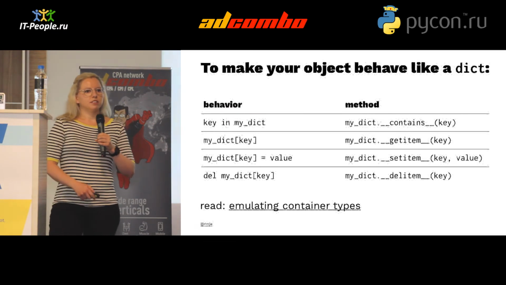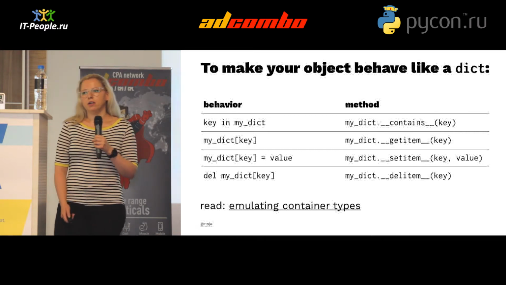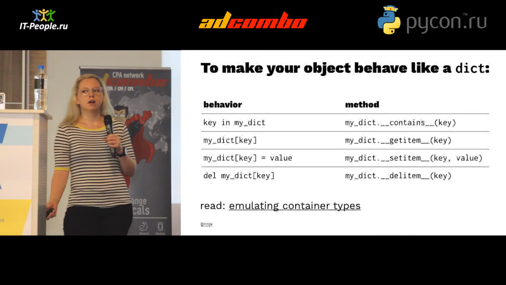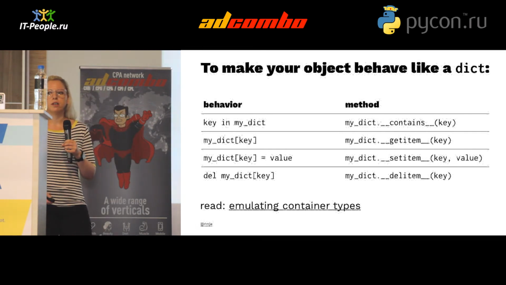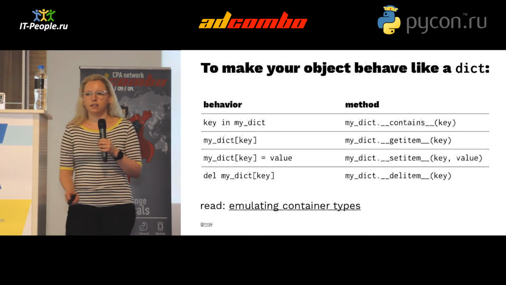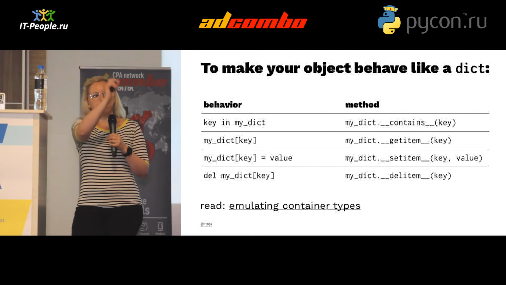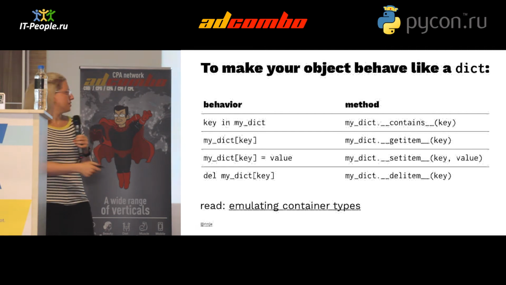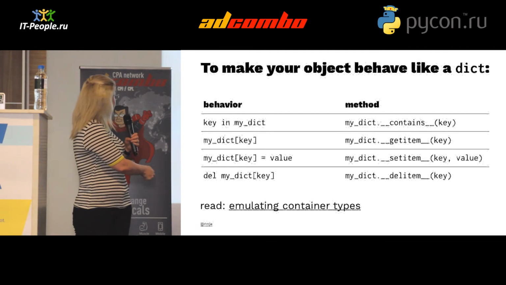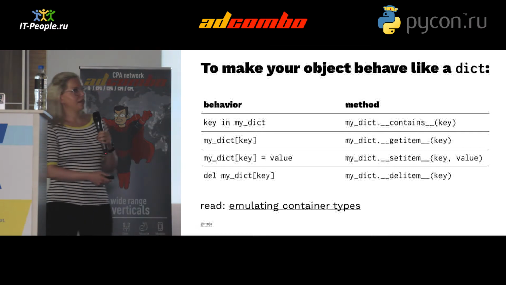Now, there are lots more magic methods. I highly recommend taking the time to read through them. So for example, if you want to make your object behave like a dictionary, you can implement the in keyword using contains, getitem with the brackets, setitem to set items via this bracket syntax here, and delitem to be able to use the del keyword. More reading here, emulating container types. I highly recommend it.